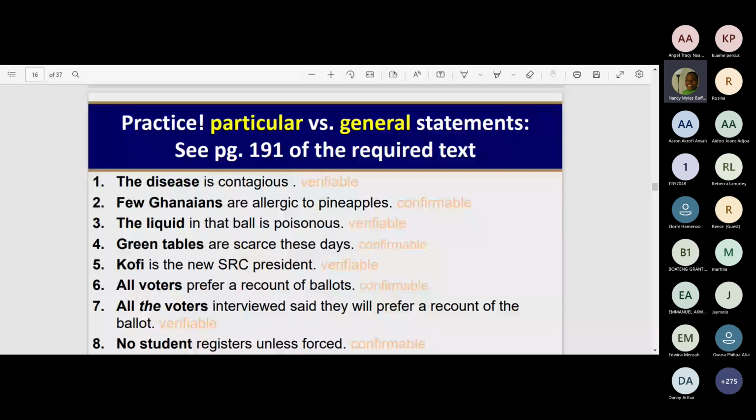Now look at example 2. It has the same thing. The liquid in that bowl is poisonous. The liquid. We have a particular liquid in mind. Can you see that? That's the point. So it's particular. Very good.